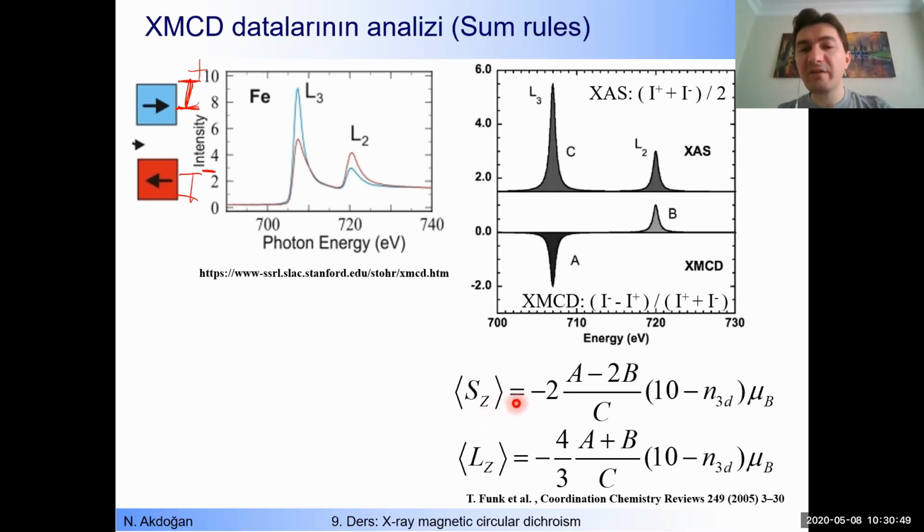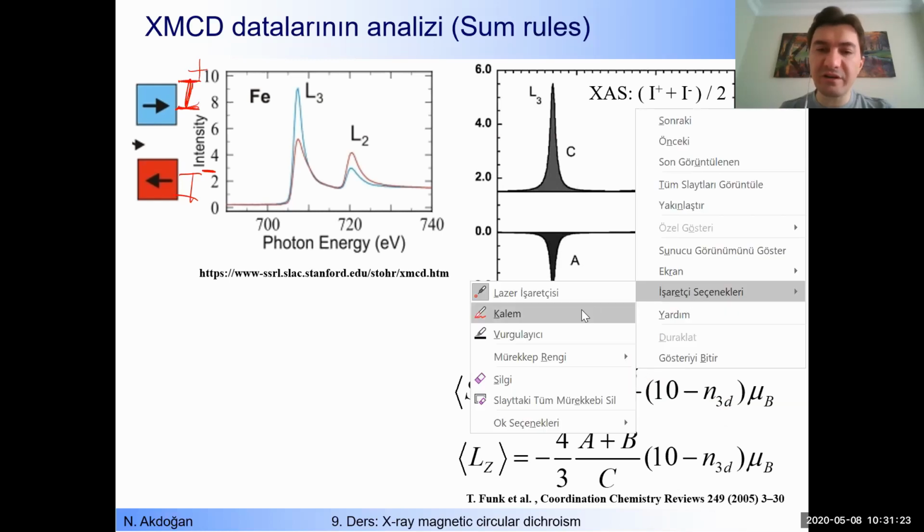So if you would like to calculate the spin magnetic moment, we have that equation, minus 2A minus 2B over C. You see, here we have times 10 minus N3D times Bohr magneton. You know Bohr magneton, but here we have N3D. What is this one? This is the number of electrons in the 3D level.